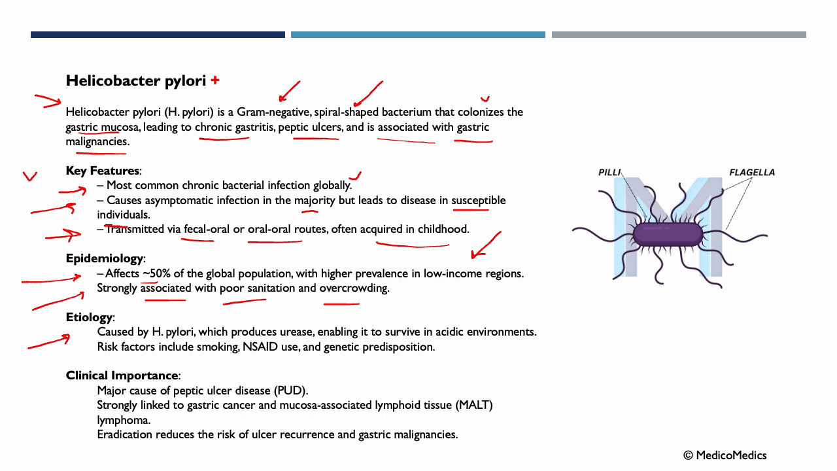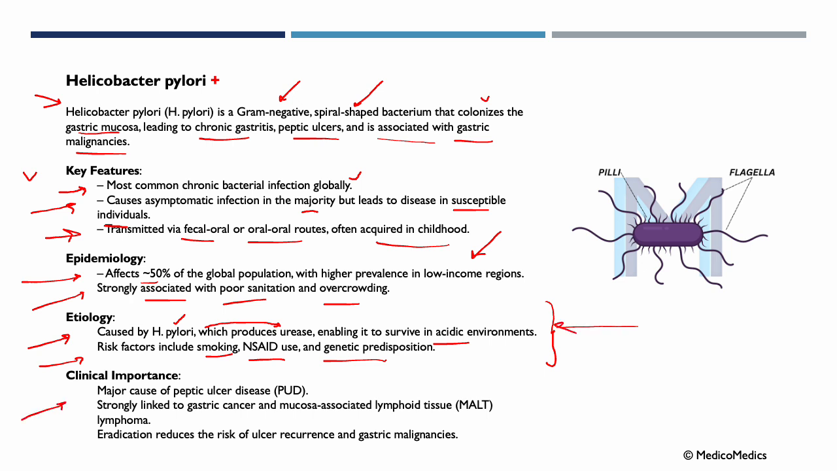So, as we mentioned, it is caused by H. pylori, which produces urease, enabling it to survive in its acidic environments. Risk factors include smoking, the use of NSAIDs or non-steroidal anti-inflammatory drugs, and genetic predisposition. We will dive deeper into this part in our pathophysiology section.